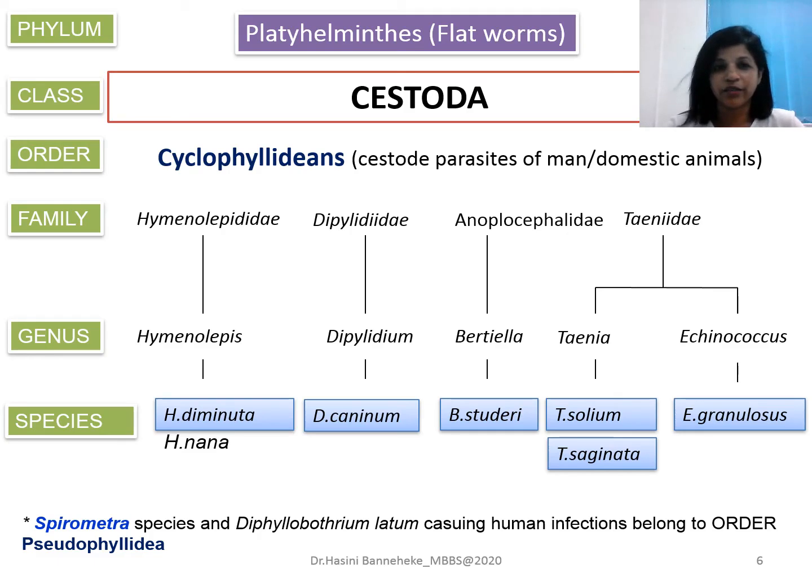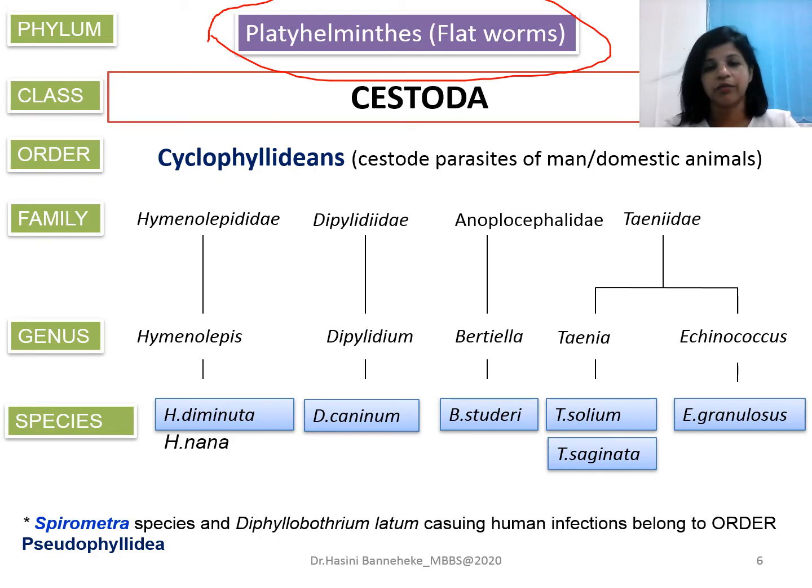The flatworms are in the phylum Platyhelminthes. That phylum includes, as you can see here, the Cestoda class. Now there are other classes, but today, since we are going to learn about Cestoda, we are going to discuss the classification relevant to Cestoda. The Cestoda has the order Cyclophyllidea. This Cyclophyllidea has most of the cestode parasites of man and domestic animals, but there is another order called Pseudophyllidea, which also has some other cestode parasites of man and domestic animals. That also includes certain species which we will learn later.